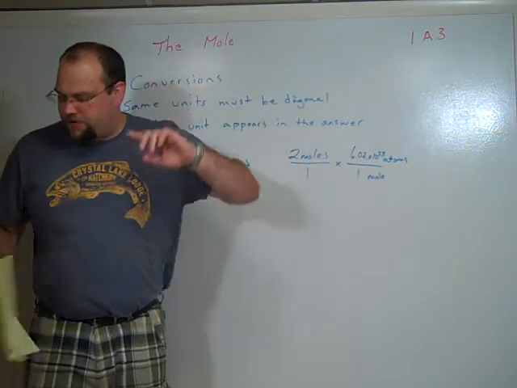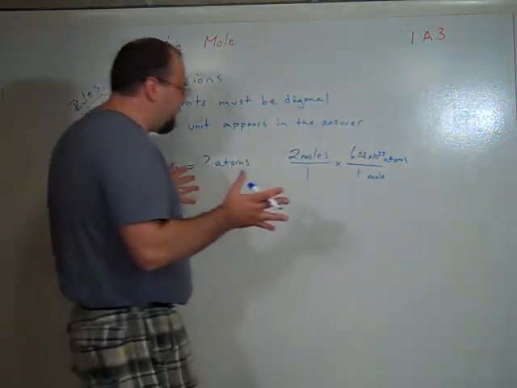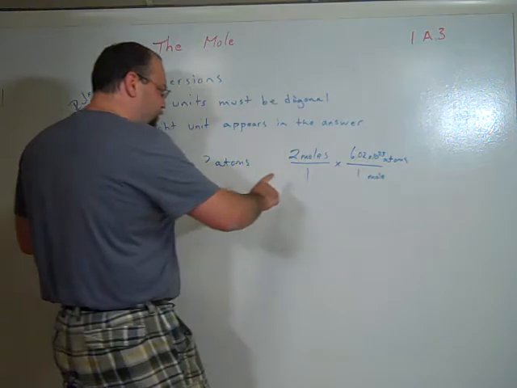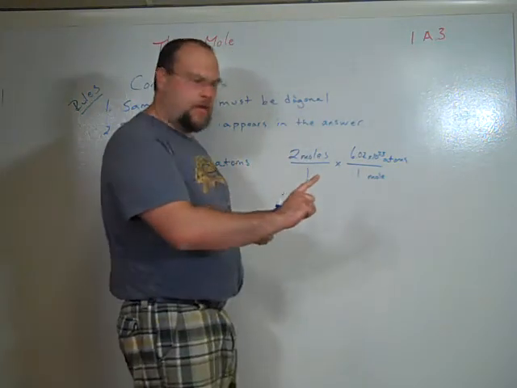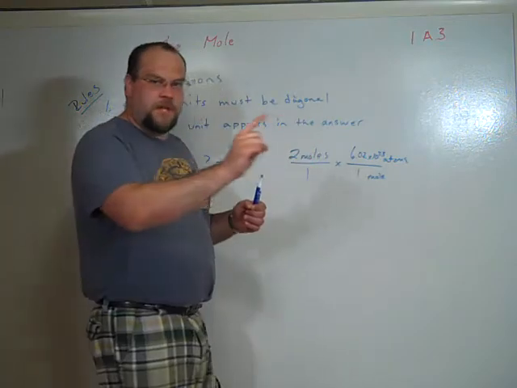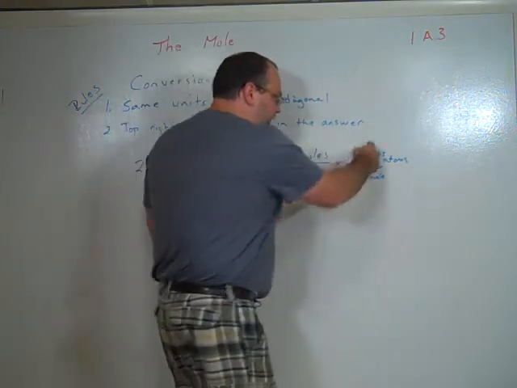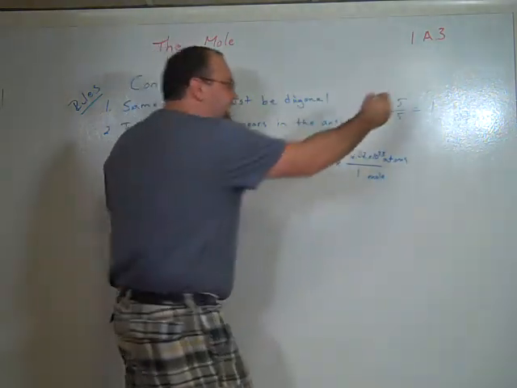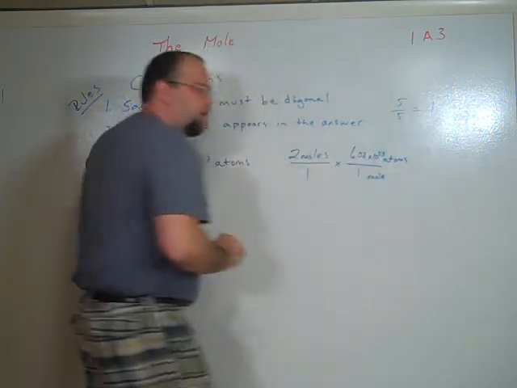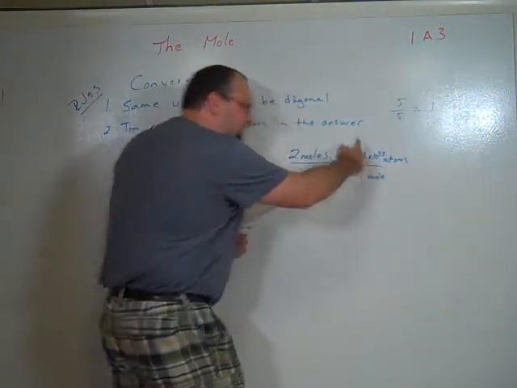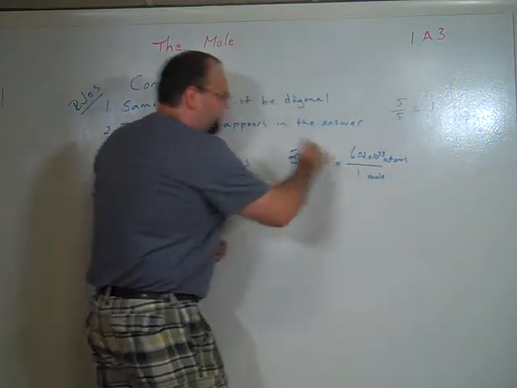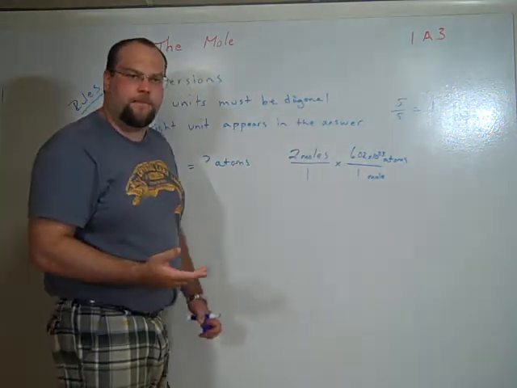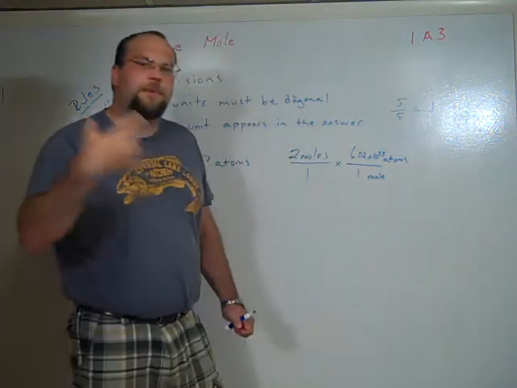Now, think mathematically about what we're doing here. I'm taking 2 and I put it over 1. That didn't change anything. And I'm essentially multiplying it by 1, right? Because 6.02 times 10 to the 23rd atoms is 1 mole. So these are the same thing, right? 5 over 5 is essentially 1, right? The same thing over itself is 1. So I have 6.02 times 10 to the 23rd atoms over itself, and that's going to be 1.